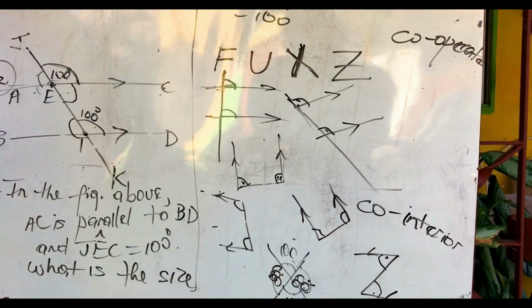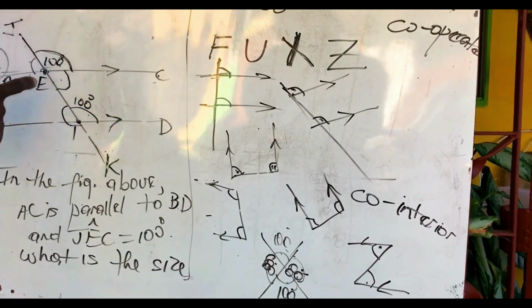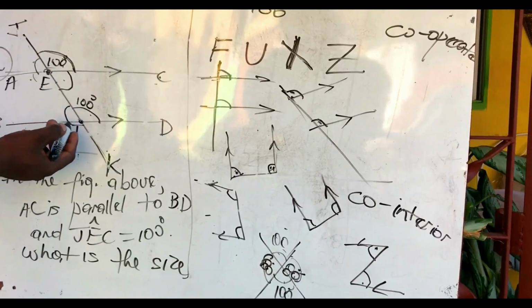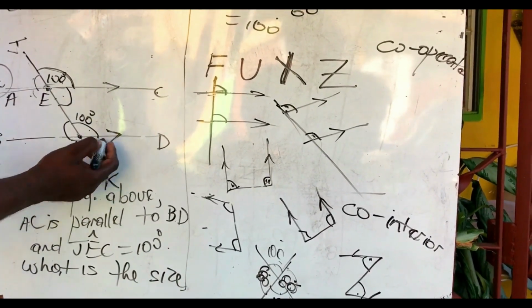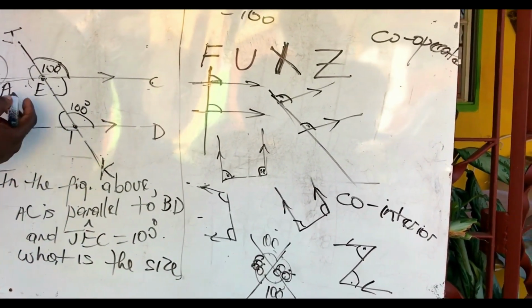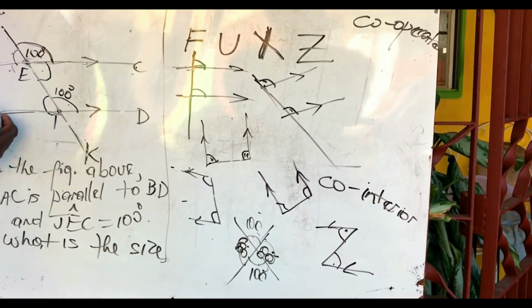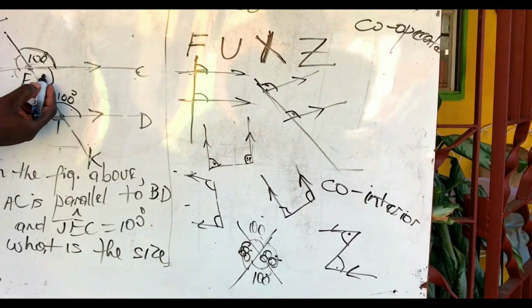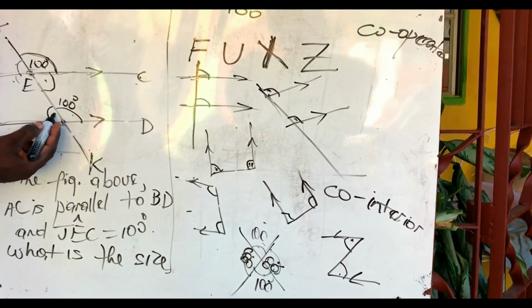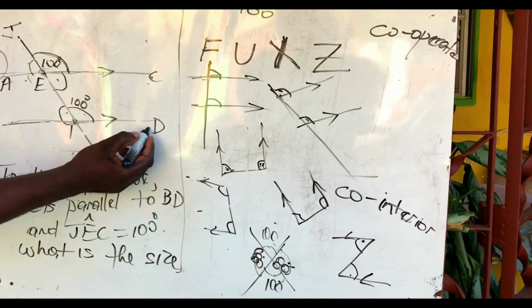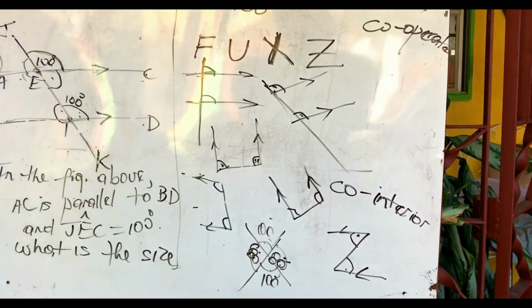So on a multiple choice exam, look out for something like this. They normally come with one of these questions. So here we have X, here we also have X, here we have Z. So here we have a Z right here, and if this is 80 degrees, then this is also 80 degrees. And we also have another Z right here. If this is 100 degrees, then this is also 100 degrees.